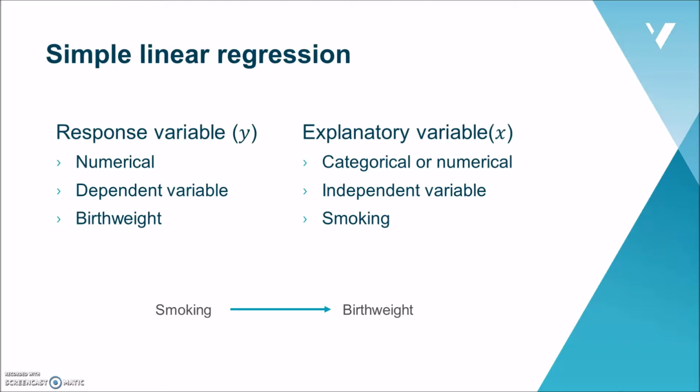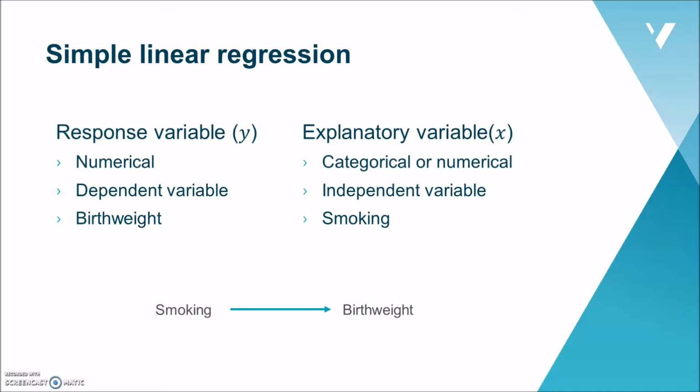The response variable and the explanatory variable are also referred to as dependent and independent variables. This is because the response variable depends on the explanatory variable and because the explanatory variable comes before the response variable in time. For example, when assessing the effects of maternal smoking during pregnancy on infant birth weight, smoking would be the independent variable and birth weight the dependent variable.